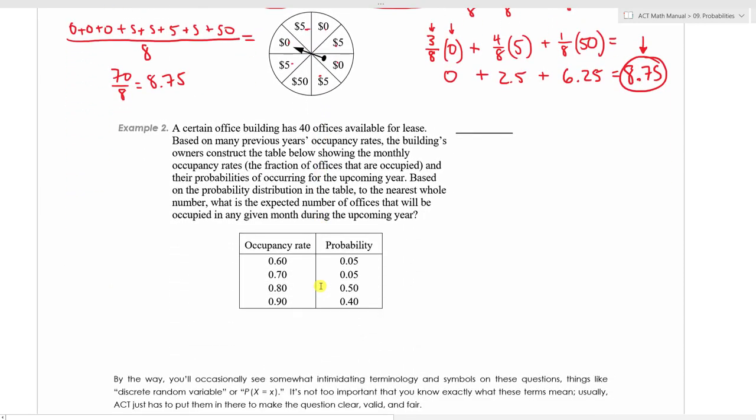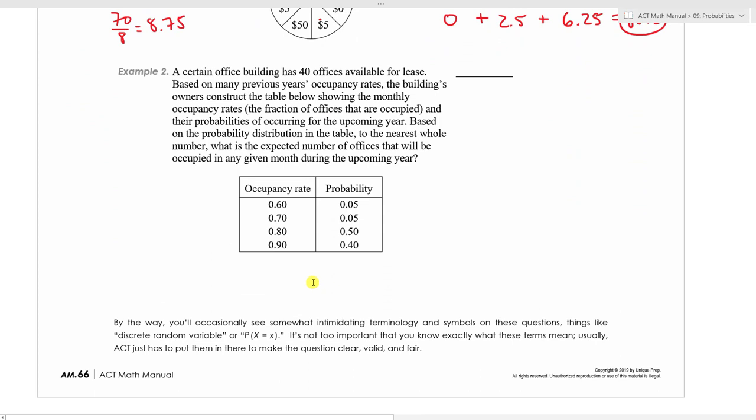Let's go ahead and do example 2. This one is definitely tougher. You might want to try it on your own, so pause the video and attempt it on your own. I'm going to go ahead and work through this one right now.